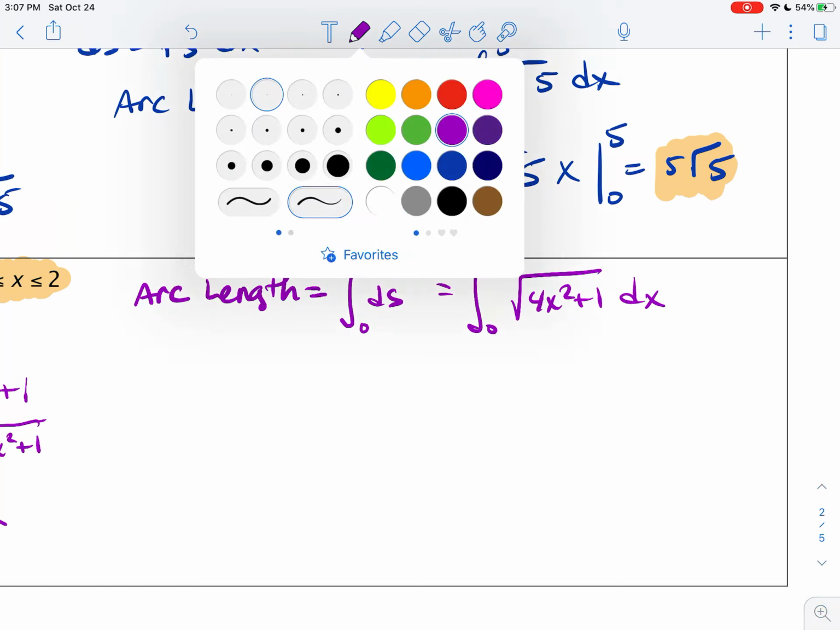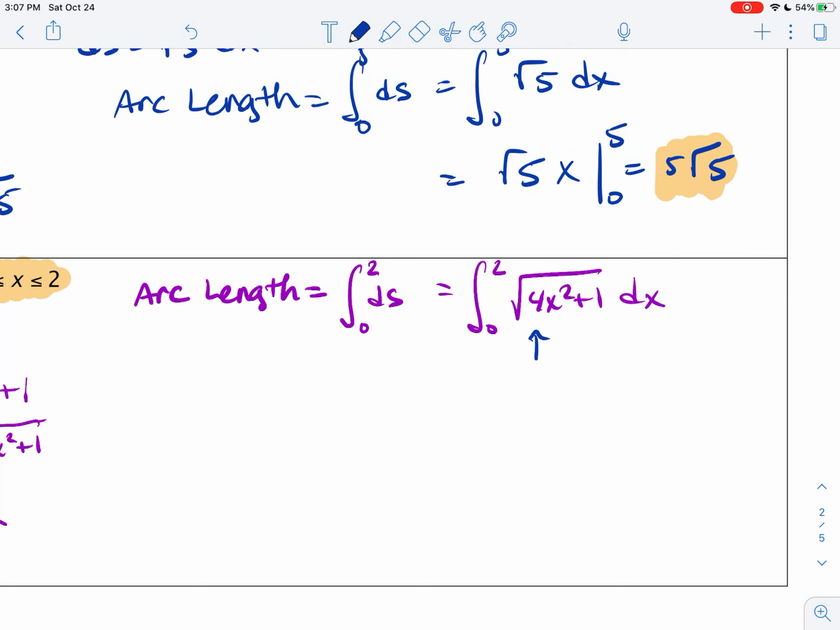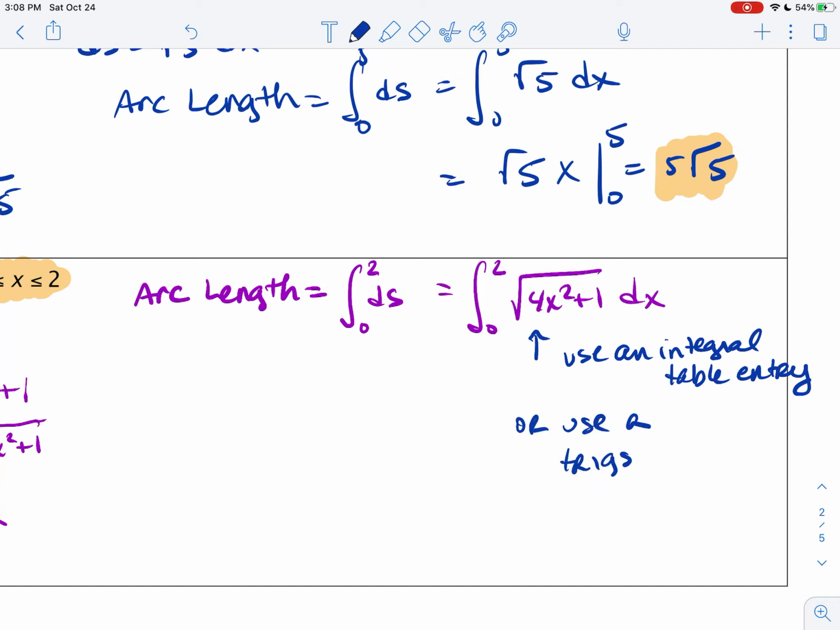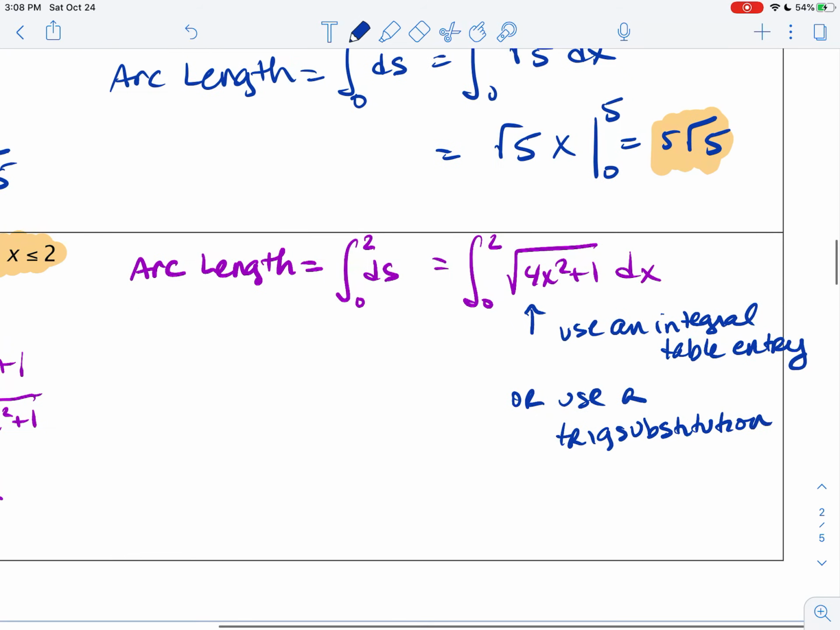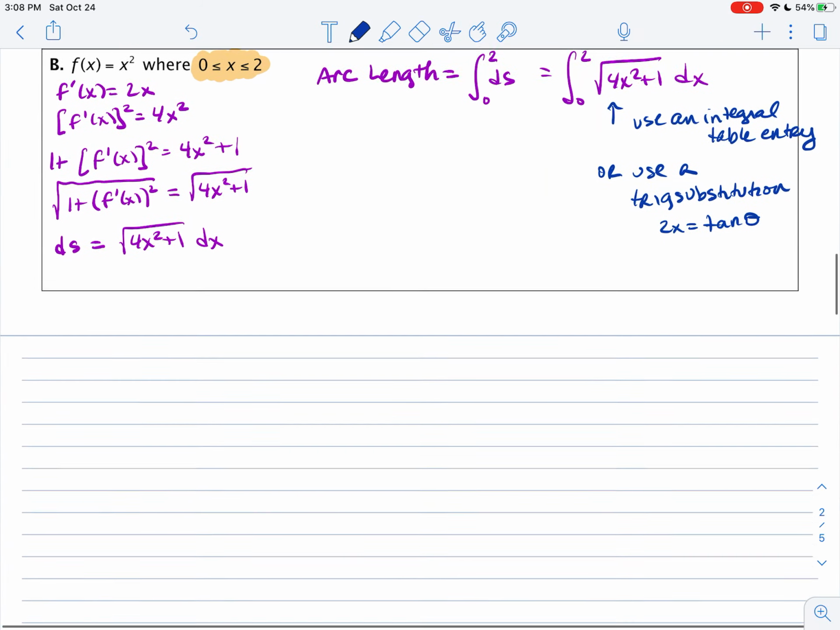There are tables of integrals out there, so with our techniques of integration, we could use an integral table entry to solve, or you can use a trig substitution, and that trig substitution being let 2x equal tangent theta, right? And you can move forward with that.